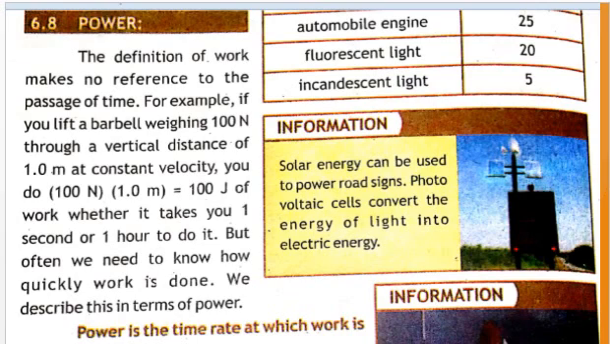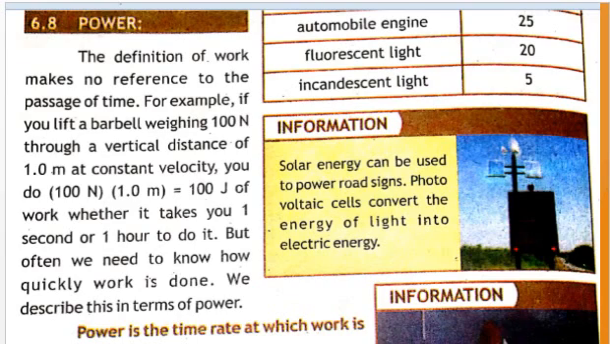The definition of work makes no reference to the passage of time. For example, if you lift a barbell weighing 100 Newton through a vertical distance of 1 meter at constant velocity, you do 100 Newton multiplied by 1 meter equal to 100 joule of work, whether it takes you a second or 1 hour to do it.